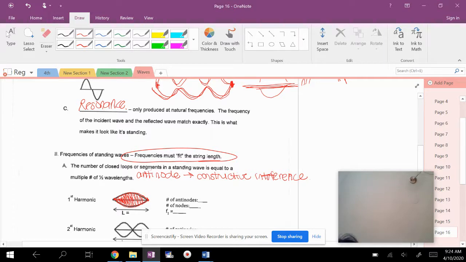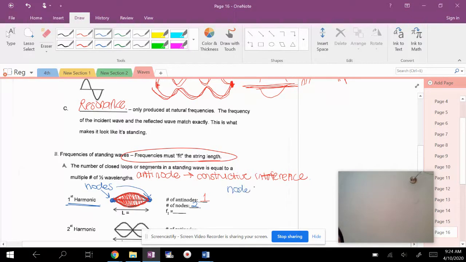So when we talk about this, the first harmonic, the reason why it's called the first harmonic is because this is the smallest possibility of a standing wave you can have on a string. So there's only one antinode here. These points right here, the ends, are what we call nodes. So in the first harmonic, we have two nodes.